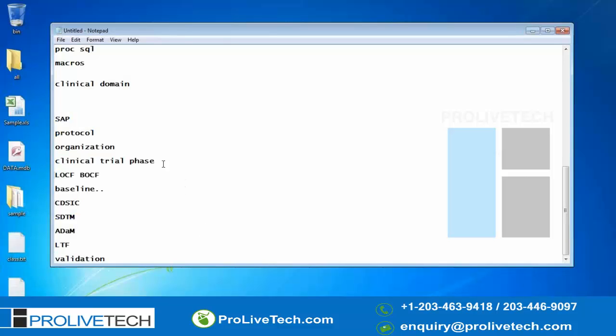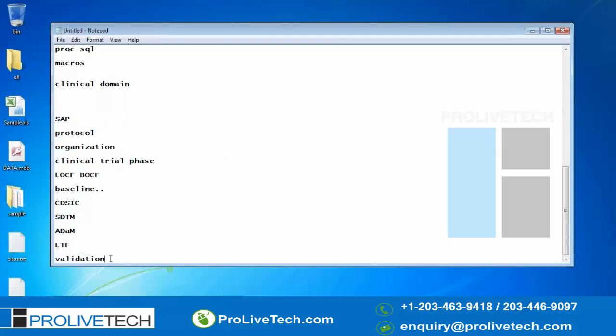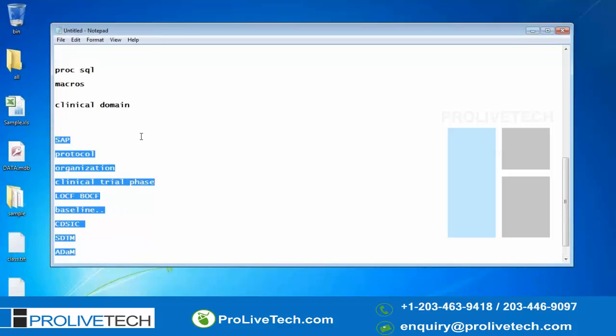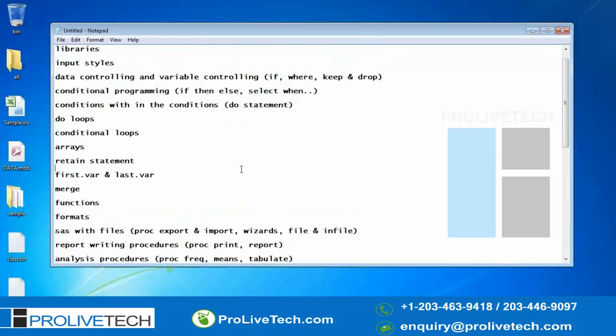Generally, it will be two different trainings. If you are looking for this most advanced level, that means if you want to know how to create STTM tables, how to create ADaM data sets, and how to create tables, listings, and figures, up to this level, then it is called advanced level. This is a separate training.